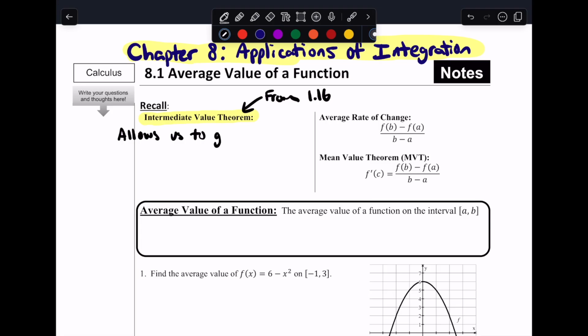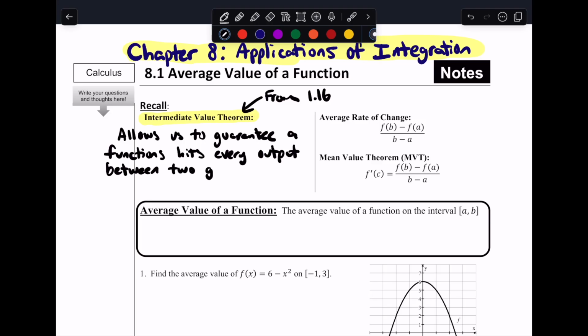to guarantee a function hits every output between two given outputs if the function is continuous.